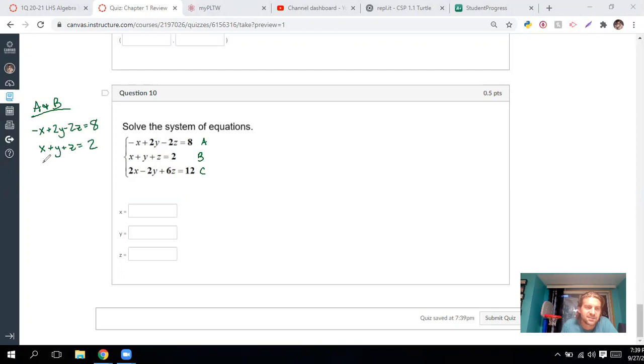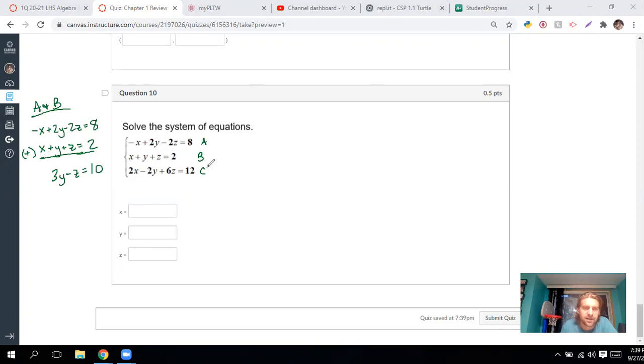These are nice because the x's are opposite. When we add them together, the x's go away. So we'd have 3y. And then here we got -2z plus a positive z makes -z equals 10.